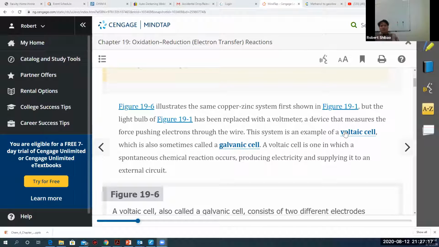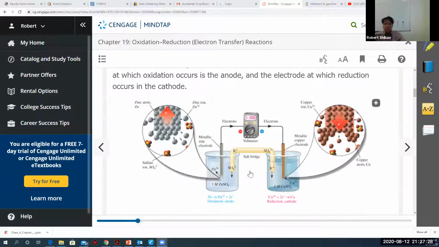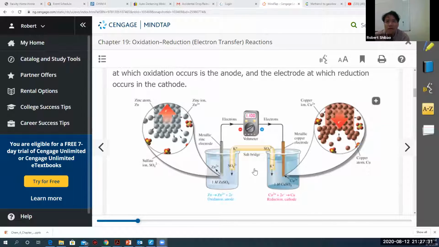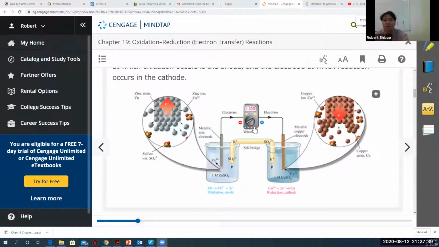This system is an example of a voltaic cell, sometimes called a galvanic cell. So figure 19-1. This is the figure we were just looking at. That's the voltaic or galvanic cell. Here they're adding a few more details. Rather than a light bulb, they put something called a voltmeter there, and they can measure. Volts are kind of the pressure on the electrons to transfer there. And so here's a more detailed figure showing how the voltaic cell operates.